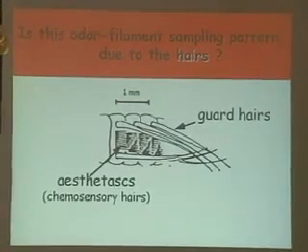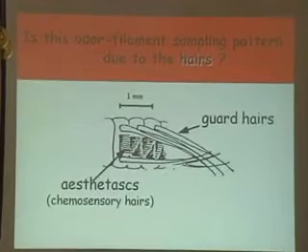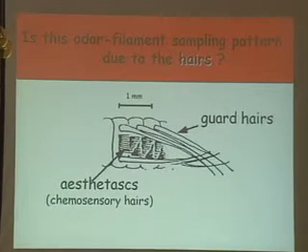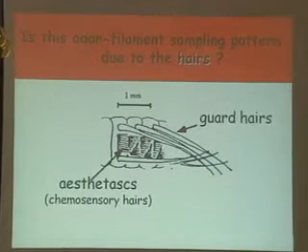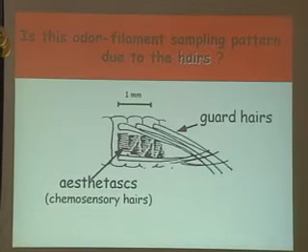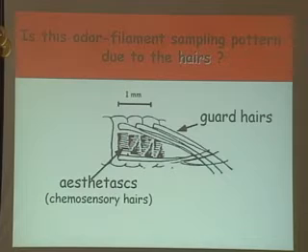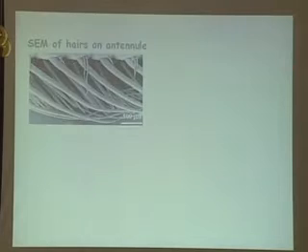So then we might ask, is this odor filament sampling pattern really due to the resistance of the hairs to the movement of fluid through them? And what role do the guard hairs play? And what role does the distribution of the asthetasts themselves play in determining this? So we can do some experiments to address this.